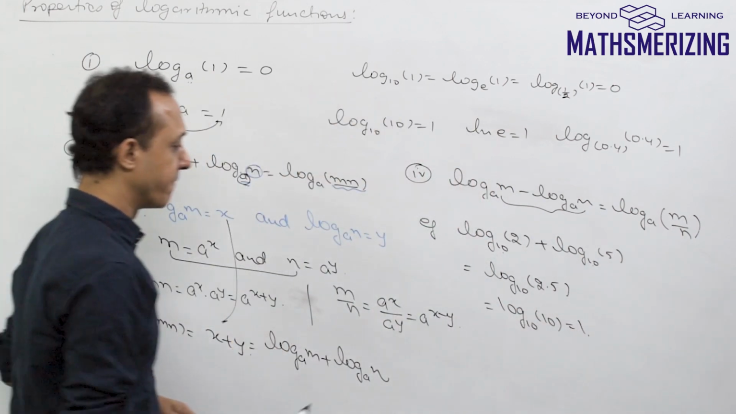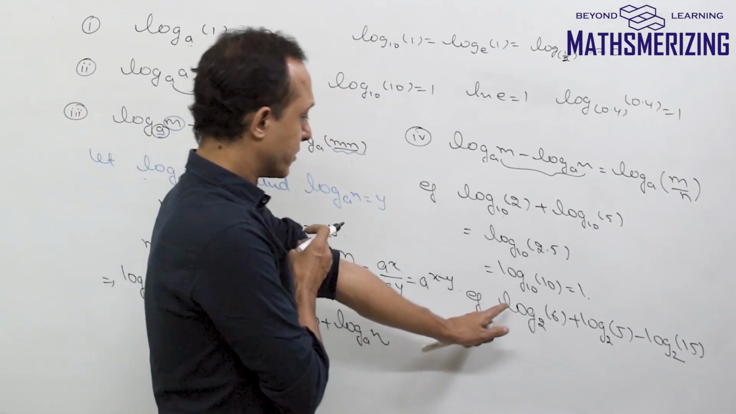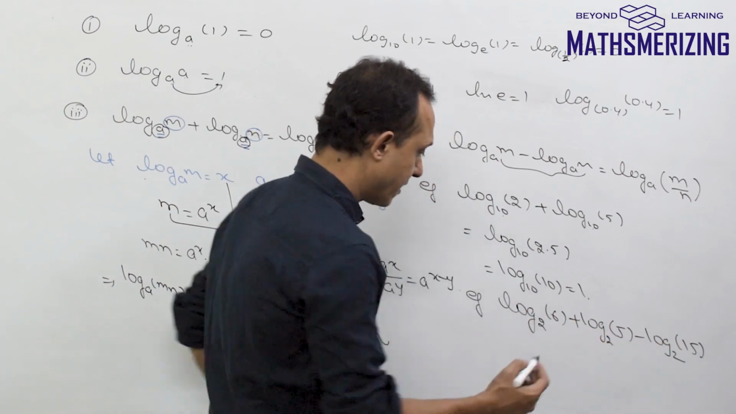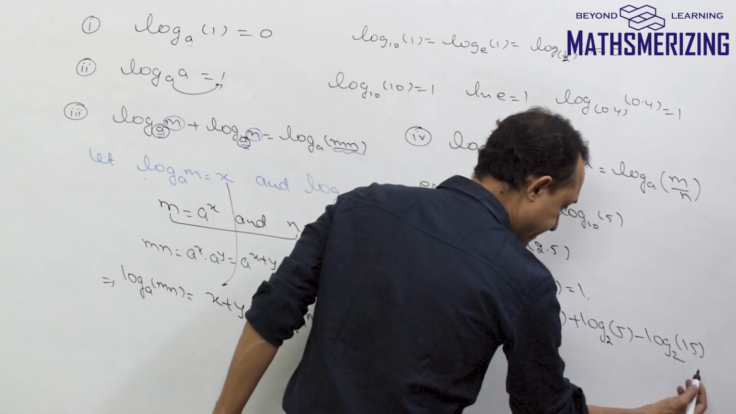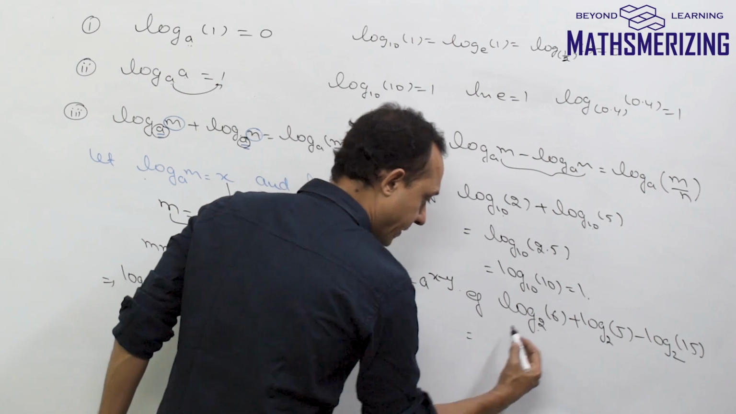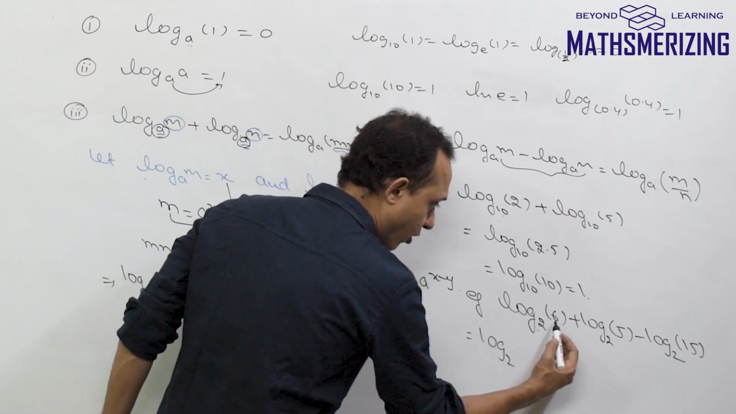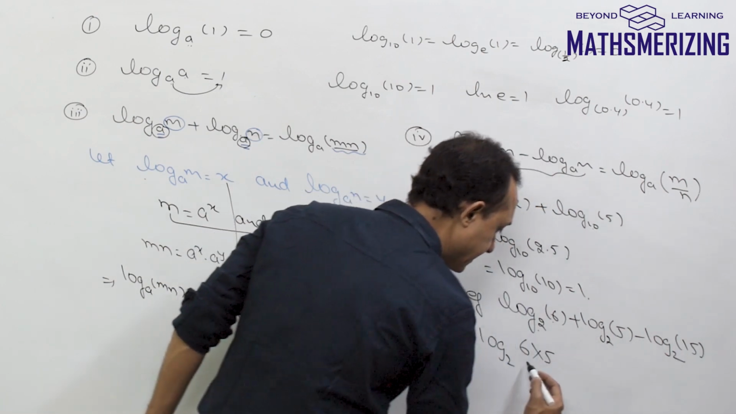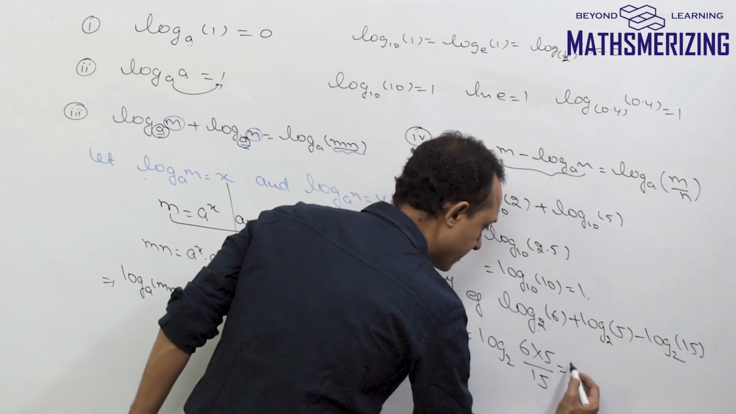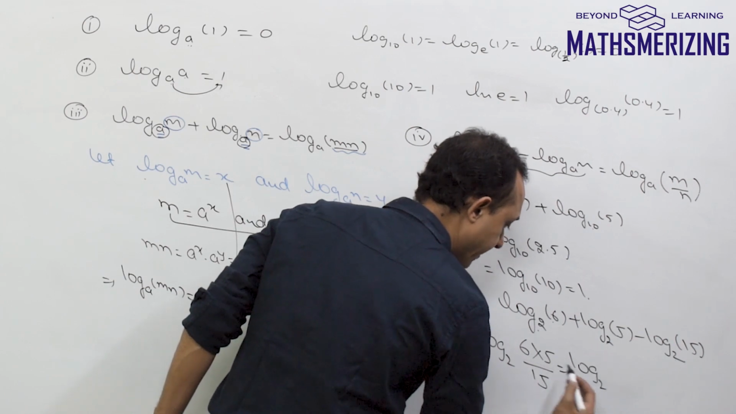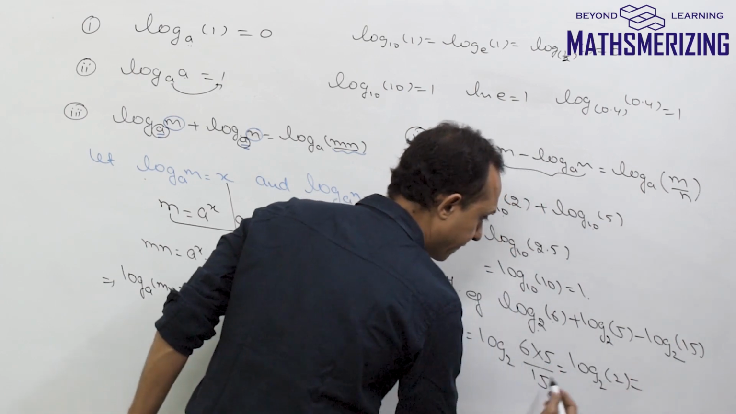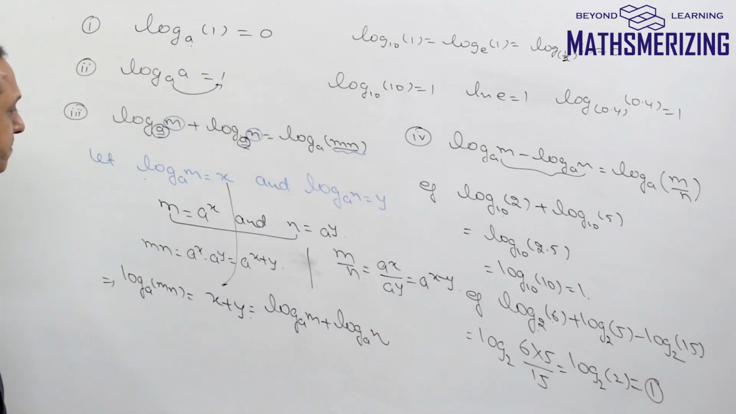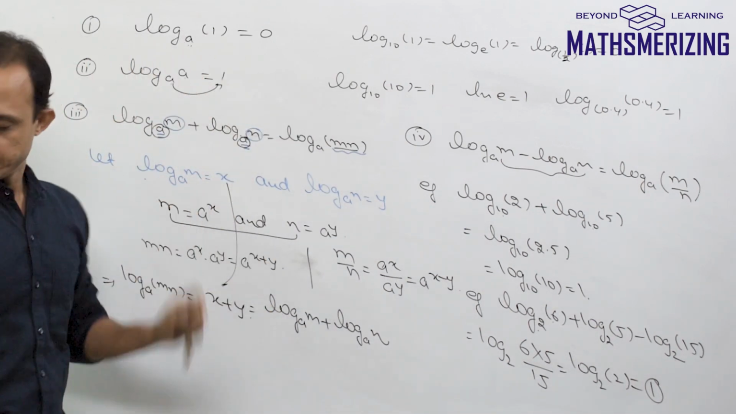I'll take up another example. Say log 6 base 2 plus log 5 base 2 minus log 15 base 2. Now the base for all three expressions is the same, which is 2. So I can write log 2 of 6 into 5, and then minus is division, so divided by 15. So this is log 2 of 30 by 15, which is 2. So log 2 base 2 is 1. So I can simplify the expressions using these properties.